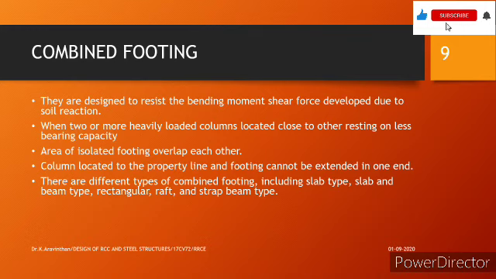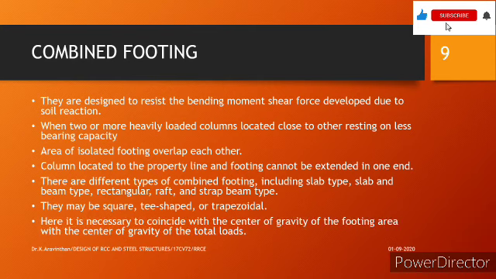And there are different types of combined footing, including slab type and slab and beam type. So the combined footing is purely slab in some cases and slab and beam. So this I will show you in the picture. And a rectangular, raft type of combined footing is also available in some cases, and strap beam type. They may be square, T-shaped or trapezoidal in shape. If you are looking at the plan, these are the different types of shapes according to the load distribution.